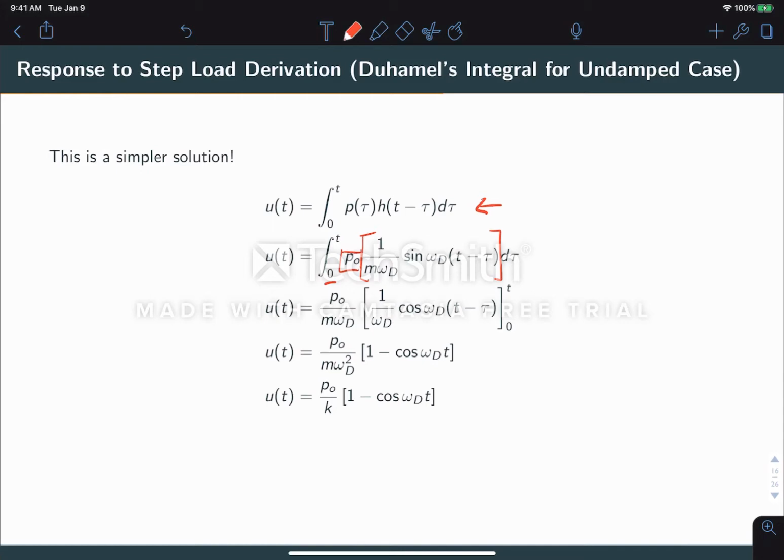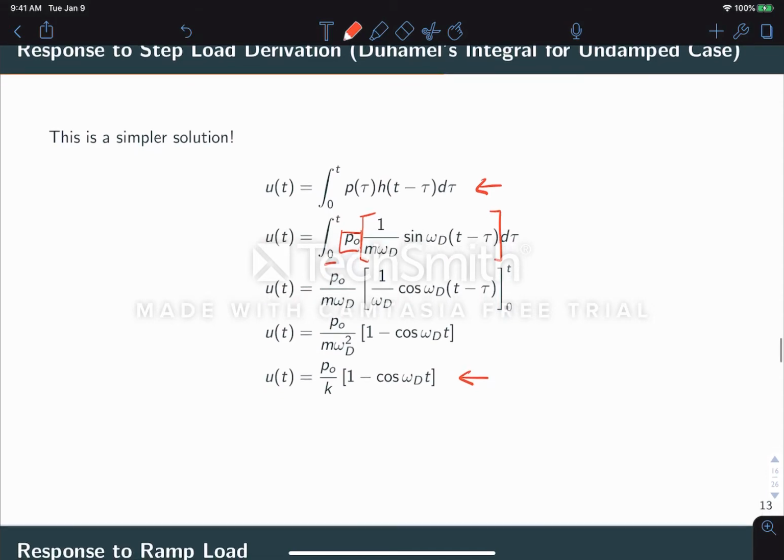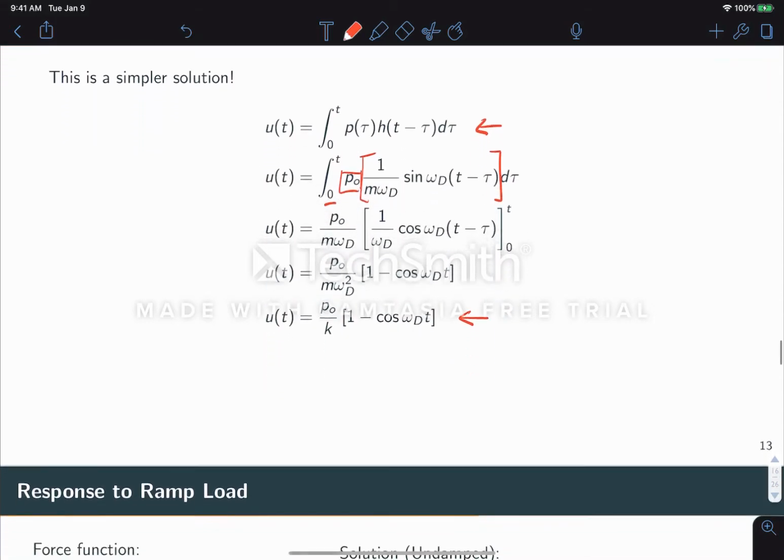And then we take the constants outside. We evaluate the integral, which is fairly simple. And we take the difference from 0 to t, and we get the solution. So much more simple to evaluate this particular case, right? So make sure you're familiar with how to do this particular derivation.